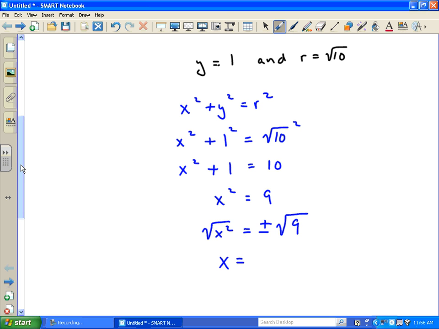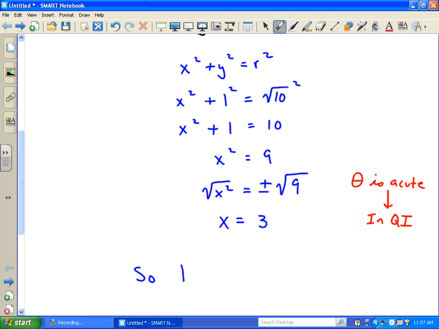Now on this particular problem, it told us that theta was acute. Because theta is acute, that puts us in the first quadrant. And so because we're in the first quadrant, you can choose the positive value here for x. X is equal to 3.